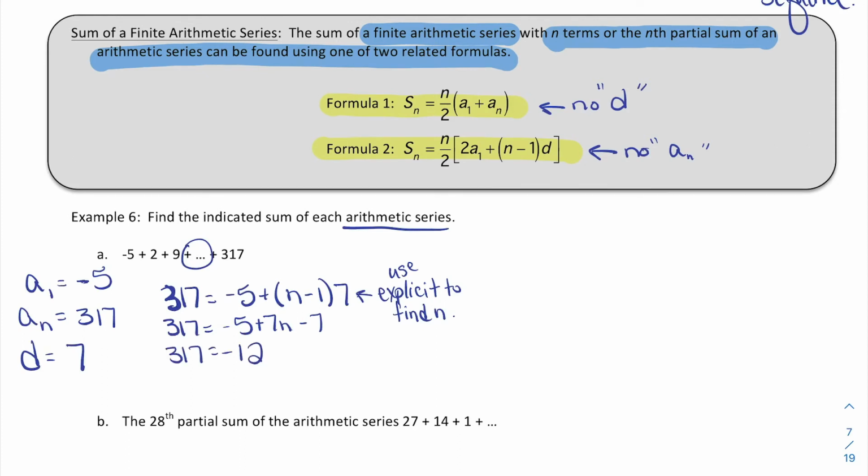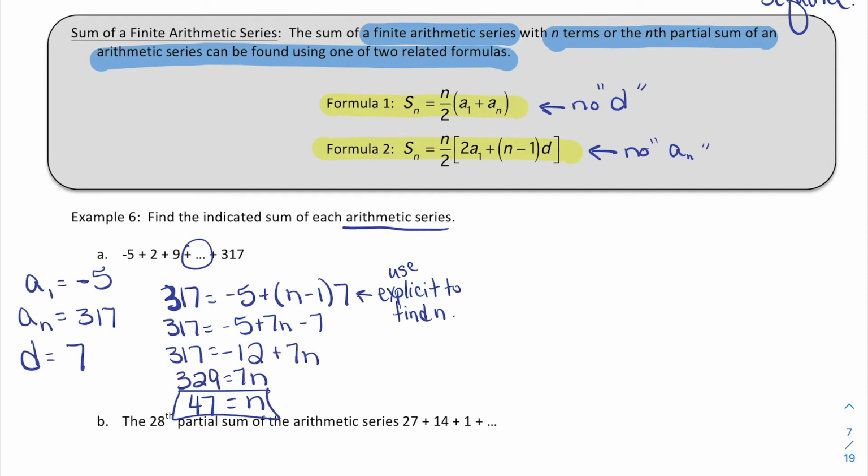317 is negative 12 plus 7n. When I add 12 to that, I get 329 equals 7n, and the number of terms, you really want this to be an integer, is 47. Yay. Okay. So now you can use either formula you want. You have everything you would need to know.